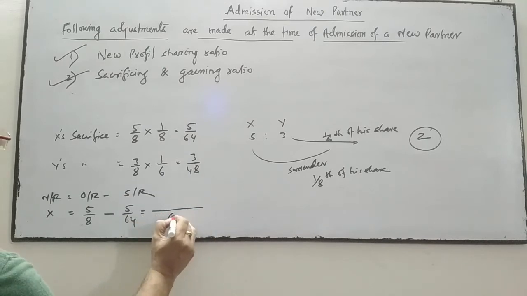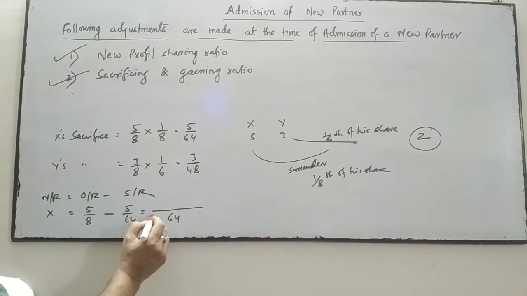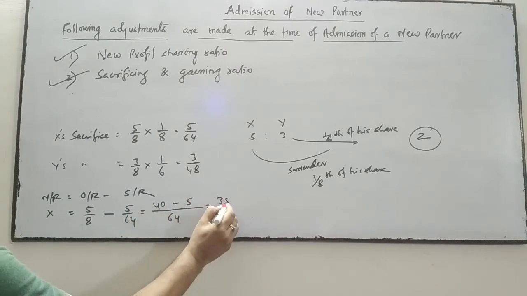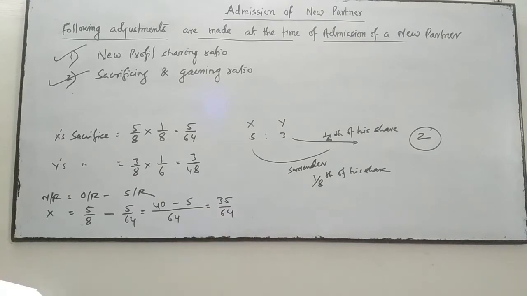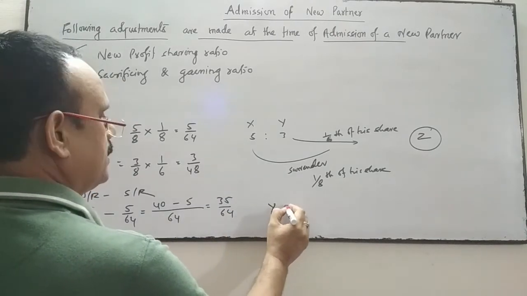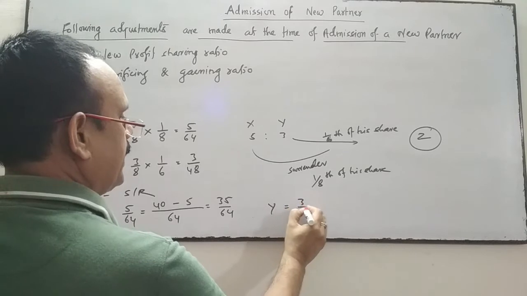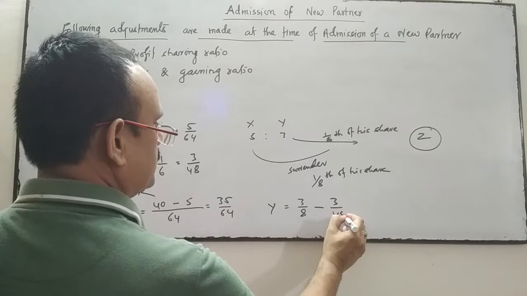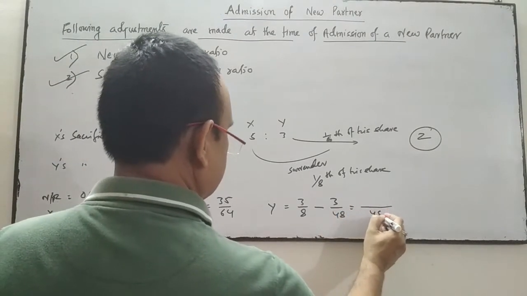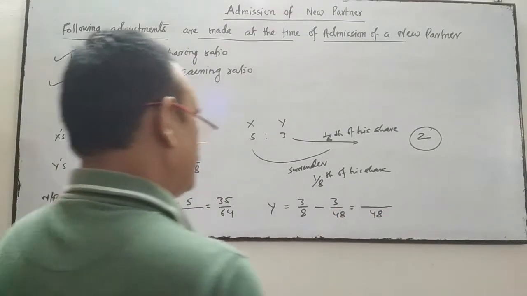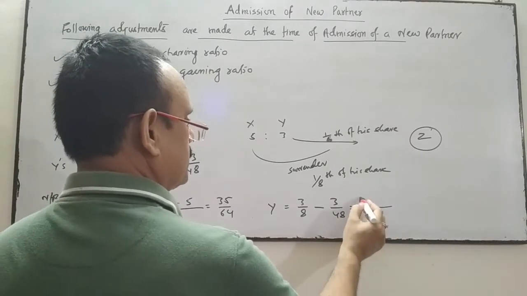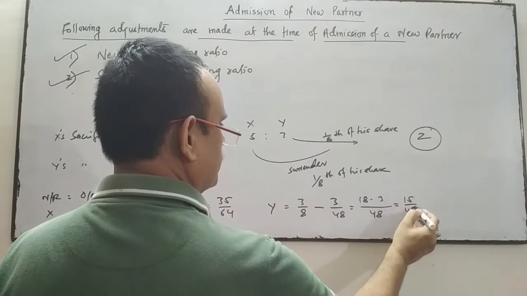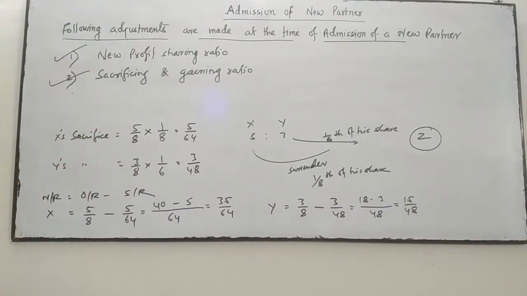So the LCM is 64, giving 35/64. Y's old ratio is 3/8, and he has sacrificed 3/48. The LCM is 48, giving 15/48.